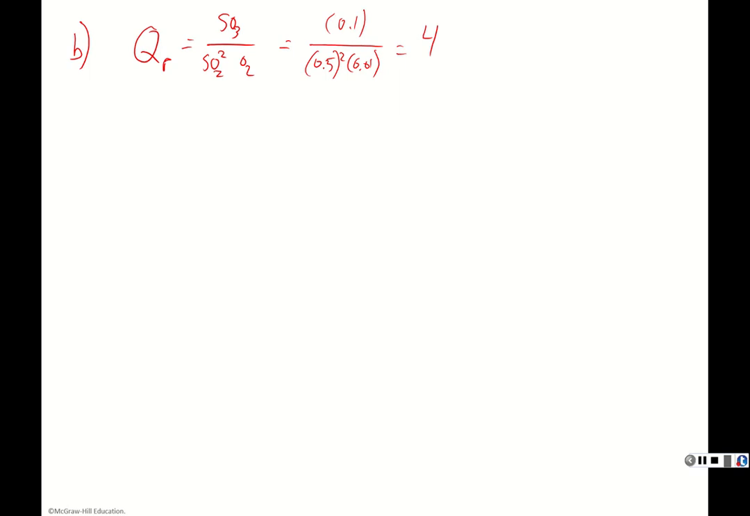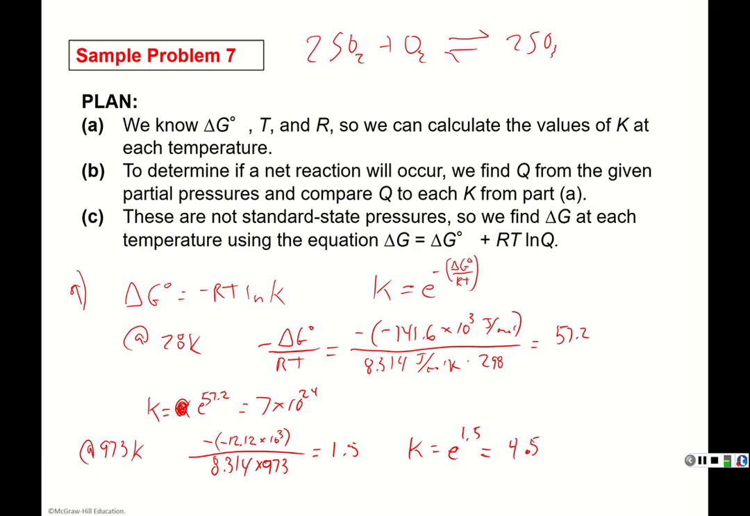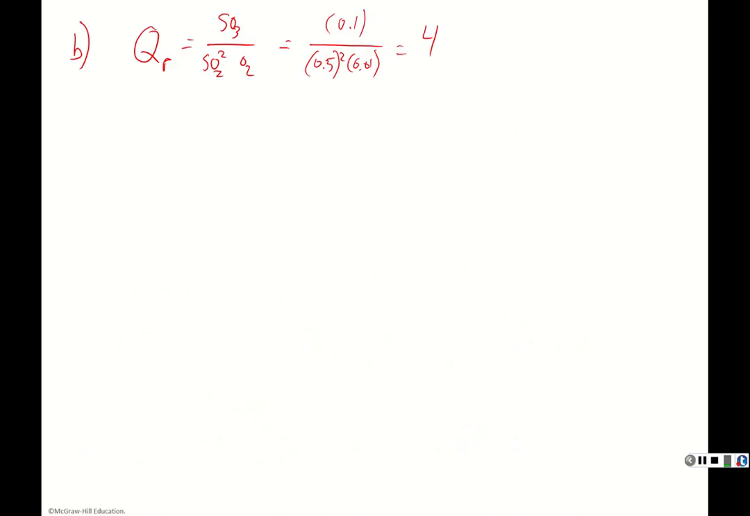Our K value we calculated previously. So here we have a Q of 4, and that's going to be less than K in that situation. When that happens, that means your products are lower than they should be, in a sense. So the reaction goes to the right and favors products.